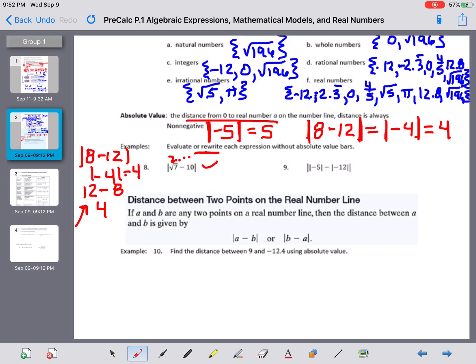So if I have 2 point something minus 10, I'm going to get a negative value. That's not the same as the absolute value. So if I want to rewrite this in an equivalent form without the absolute value bars, what I do is I just flip it and I write 10 minus the square root of 7. Just like I did over here when I flipped it and said, well, 12 minus 8 is 4, which is the same as the absolute value of 8 minus 12. So if you can't actually find the exact value, simply make sure the bigger value is in front, subtracting the smaller value, and it'll give you the same equivalency as what the absolute value bars would.